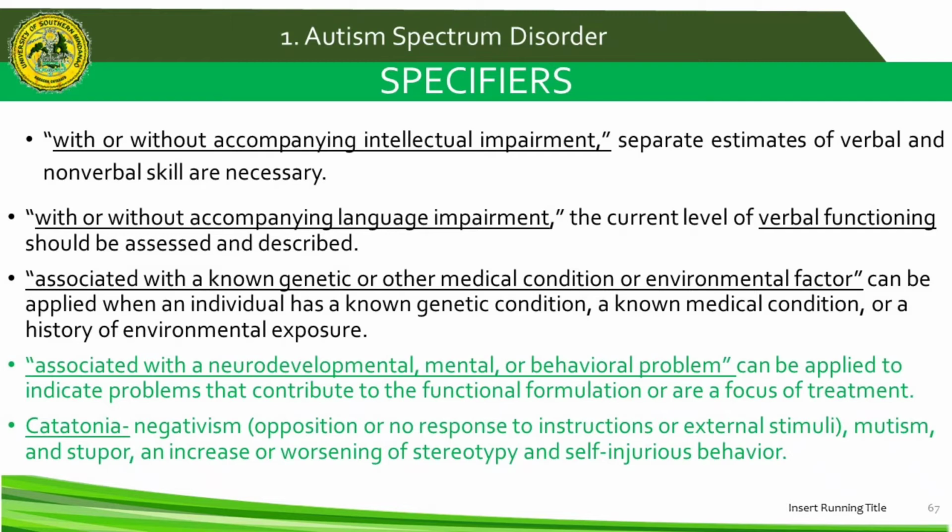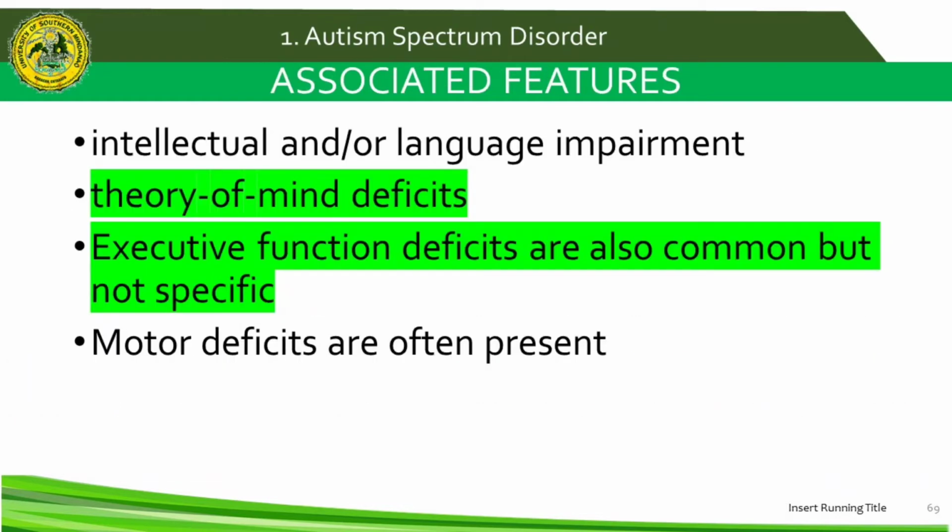So, sa catatonia naman, catatonia can occur as a comorbid condition with autism spectrum disorder. In addition to classic symptoms of posturing, negativism, mutism, and stupor, an increase or worsening of stereotypy and self-injurious behavior may form part of the symptom complex of catatonia in the setting of autism spectrum disorder, or the associated features. So, many individuals with autism spectrum disorder also have meron din silang intellectual and language impairment.